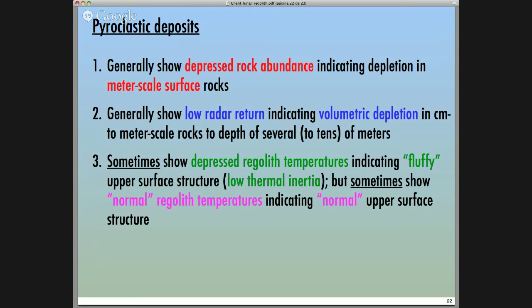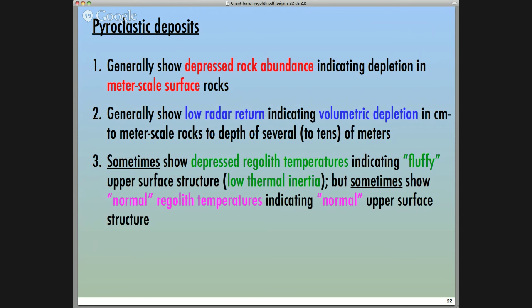Maybe that's due to the fact that the material that's forming the deposit is this erupted glass, and so basically it's just filling in the whole surface and being placed on top of the rocky material below. So there's also volumetric depletion in rocks. So this low thermal inertia nature of pyroclastics is not consistent from one pyroclastic deposit to another. So there seems to be a difference in the style of volcanic eruption on the moon from location to location. So that's one important constraint based on these thermal data.